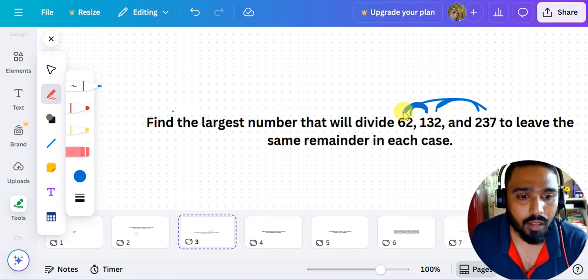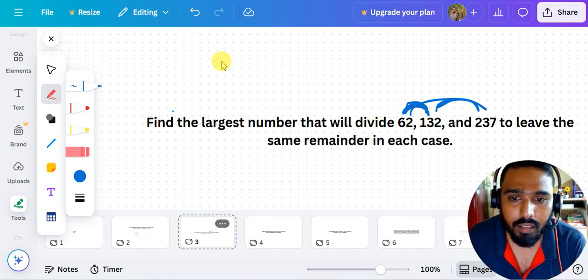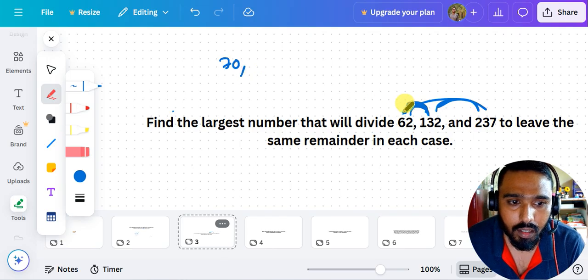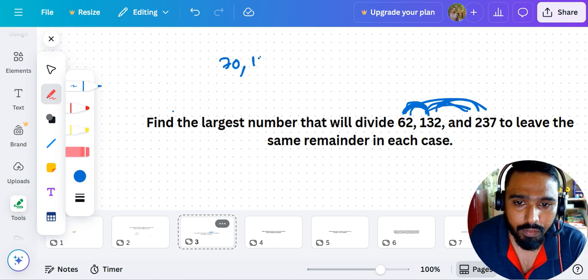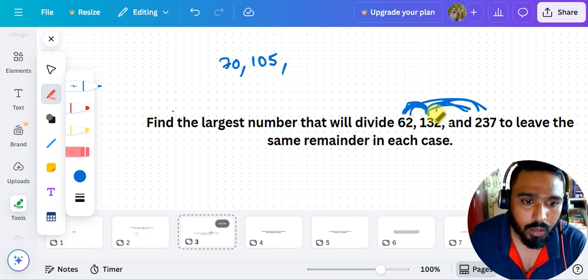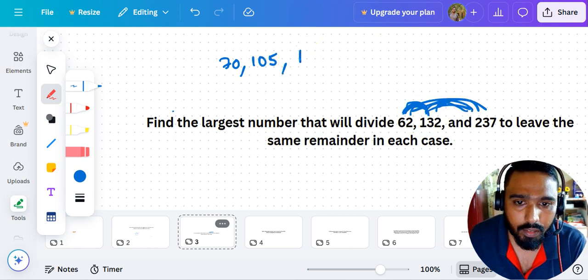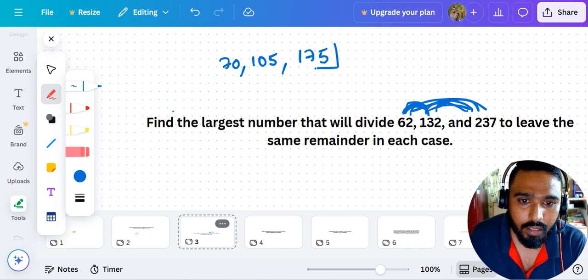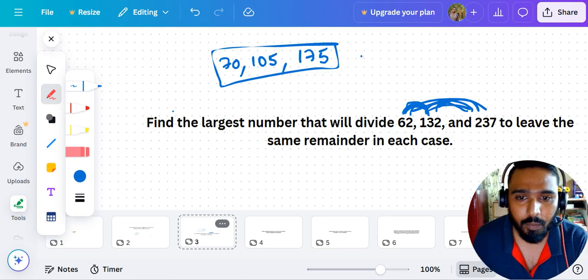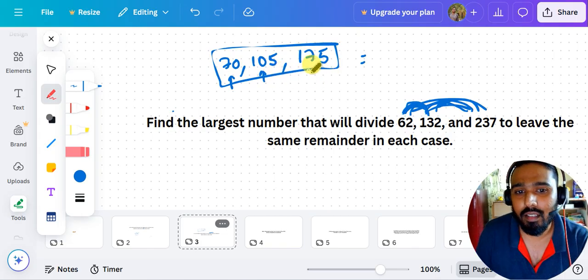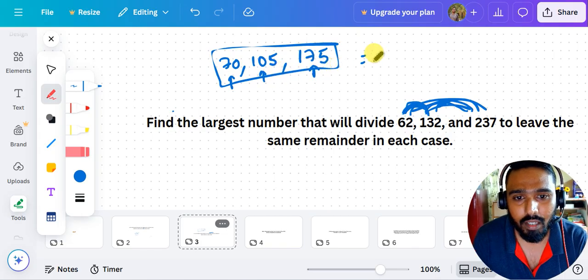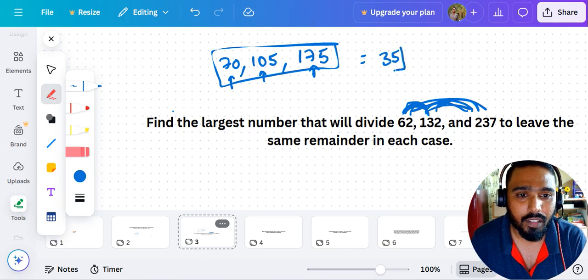Okay, so let's take the difference here. This is 70. The difference here would be equal to 105 and the difference here was 175. And once you get this, just take the HCF of these three. Now this one is also easy. 35, this is into 2, this is into 3 and this is into 5, correct? So I can say it is 35, which is the HCF here.